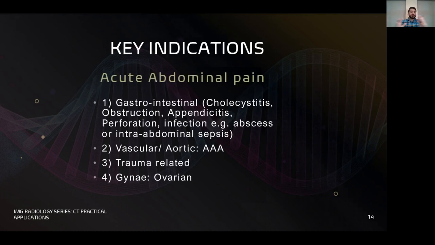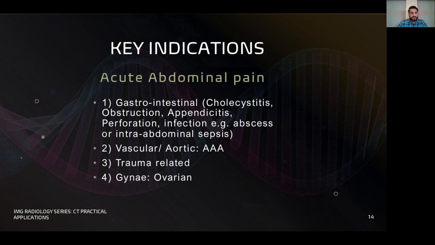Let's move on. So key indications for acute abdominal pain. We've got a couple of key reasons why we do a CT abdo pelvis. The first are gastrointestinal causes. So you've got your cholecystitis, your obstruction, appendicitis, perforation, types of infection, like for example, intra-abdominal sepsis, abscesses. You want to know, for example, how big the abscess is so that you can eventually drain it.